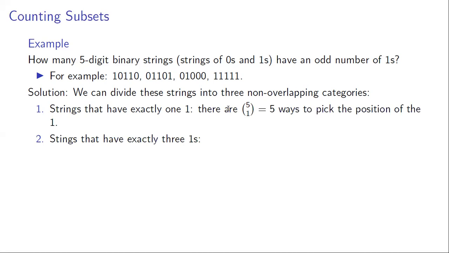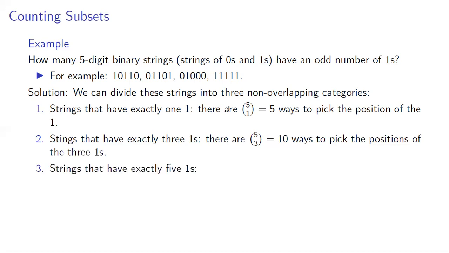Second category is strings that have exactly 3 ones. How many ways are there to make such a string? Well, there are 5 choose 3 equals 10 different ways to pick the positions of the 3 ones. Because when we pick those 3 ones, we don't care about the order of those ones, right? We just care about the position. So we have 5 different positions, and we want to choose 3 of them for the ones. But the order of the ones doesn't matter. So that's why it's 5 choose 3. And let's just say strings.